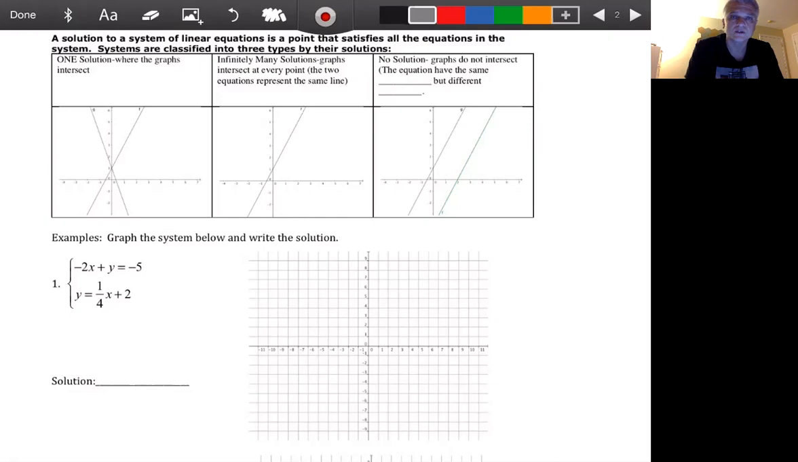Okay? So there are actually three different types of solutions that we're going to have when we have these questions. We're going to have questions where we have a single solution. So sometimes our system will have one solution where there is one point that both lines share. Okay? We had that in the previous question.